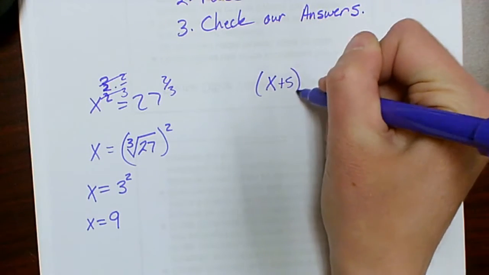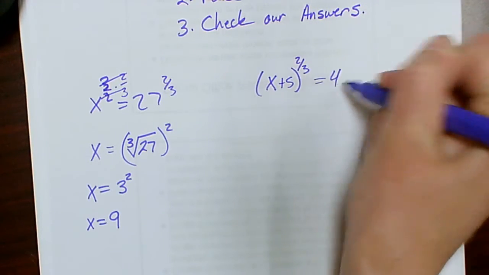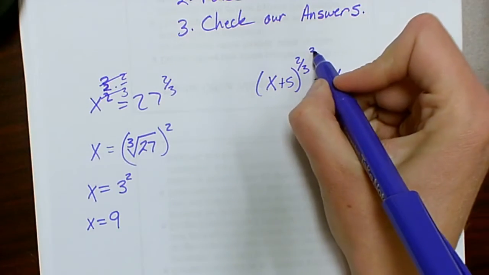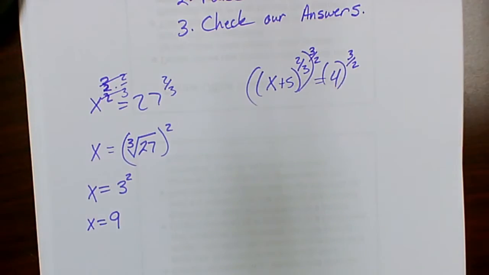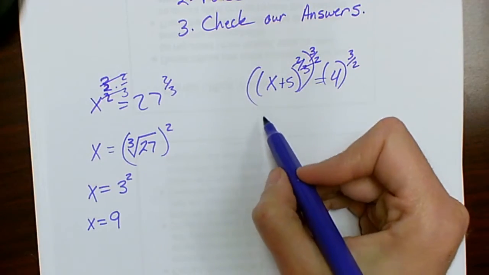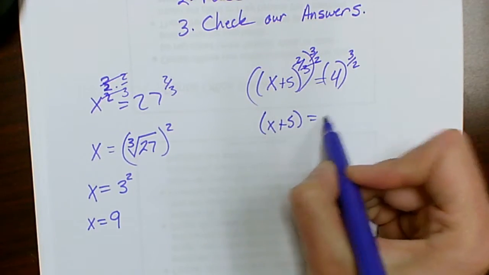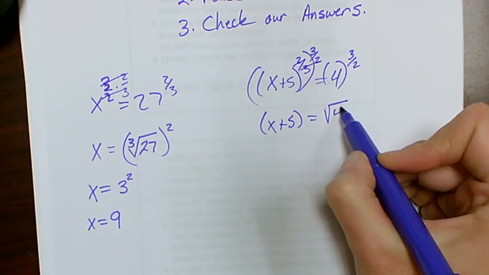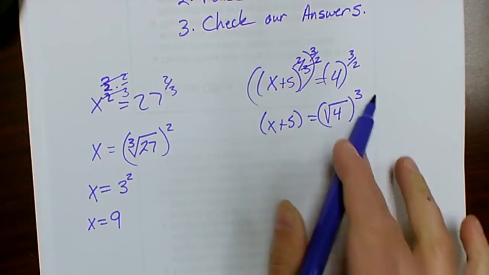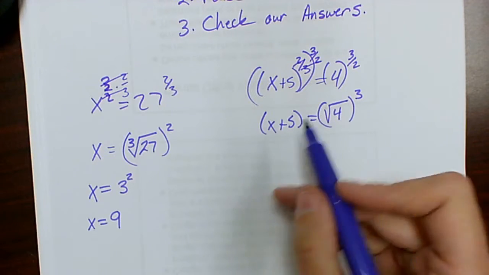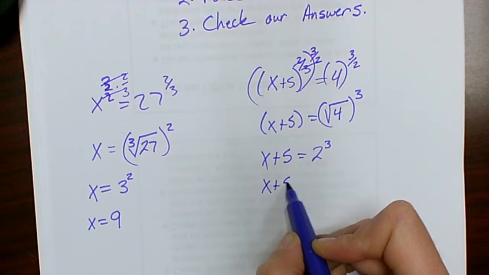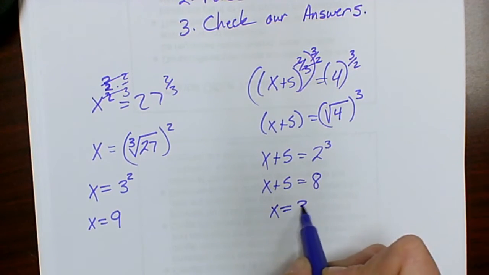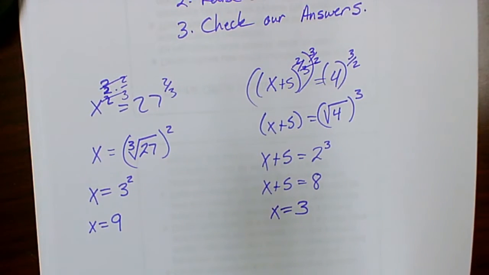So x plus 5 to the 2/3 power equals 4. We are going to raise both sides to the reciprocal power, because 2/3 times 3/2 gives us 1. Now this is the square root of 4 to the 3rd power. Remember, the denominator is the index. So x plus 5 equals 2 to the 3rd power, which is 8. So x equals 3 in this case.